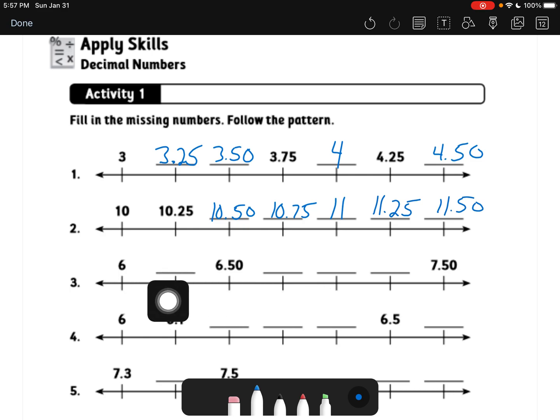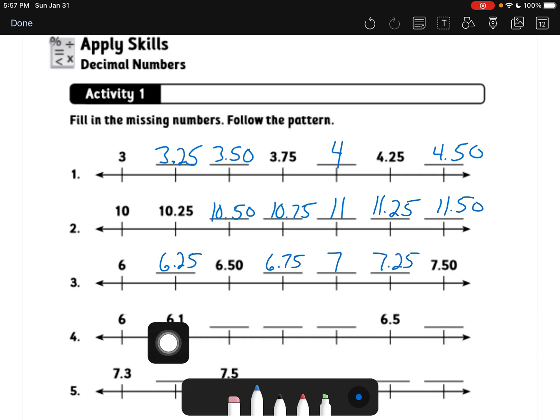Now this one looks like the same thing. We've got 6, now we've got a blank, and we got 6.50. So you can kind of see the pattern here. 10, 10.25, so it'll be 6, 6.25, 6.50, 6.75, and then we got the next whole number, which is 7, 7.25, and so on.